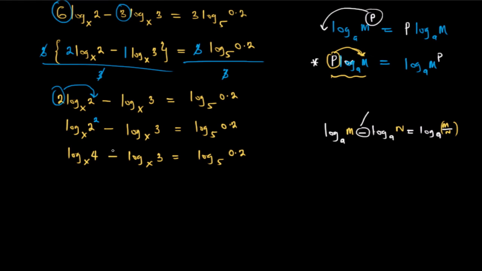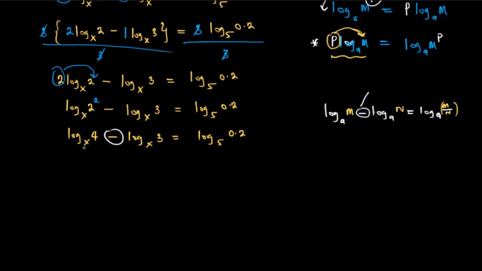So now we have a negative sign here. That simply tells me that I can transform the logarithmic expression here to what I have here. So this becomes the log to the base x. Now this is 4, so this becomes 4. Then this negative sign becomes a division sign, and then you have 3, so you write 3.